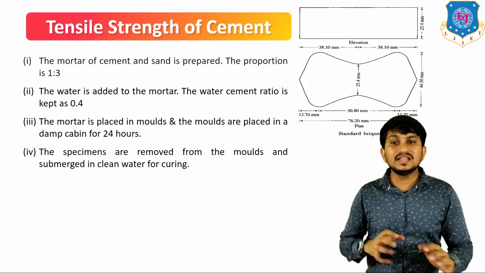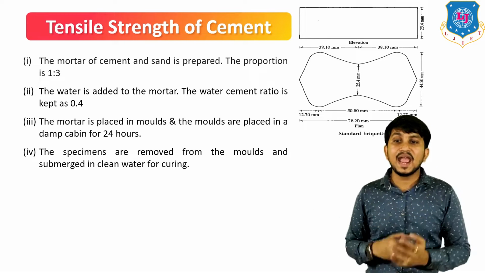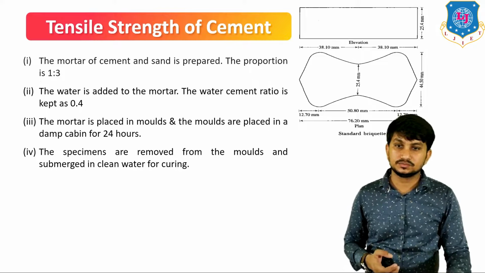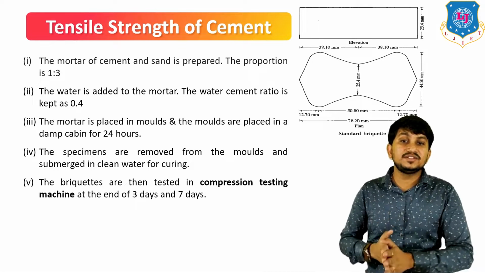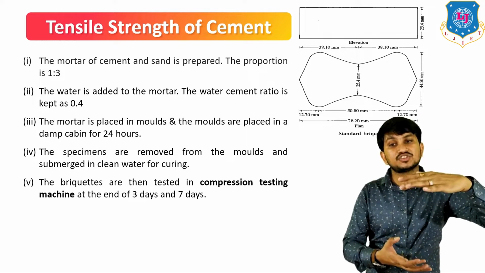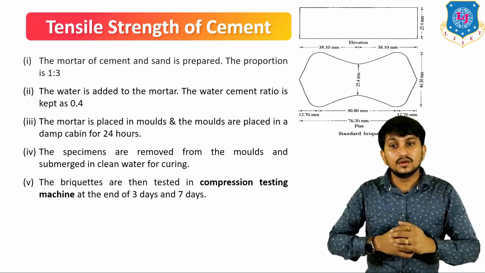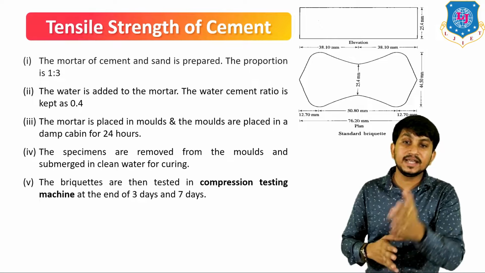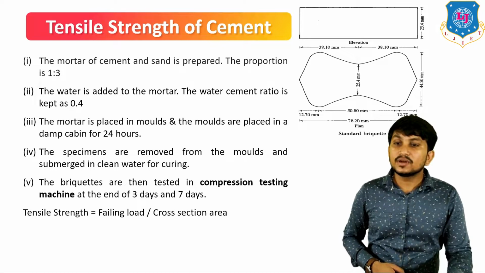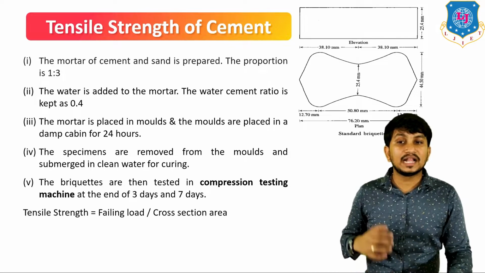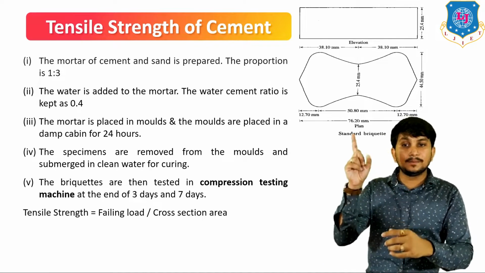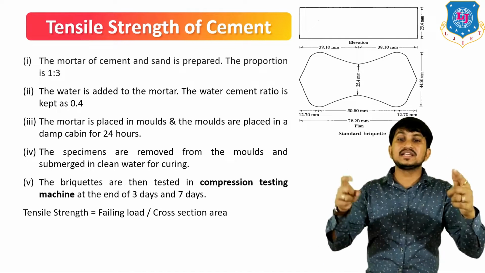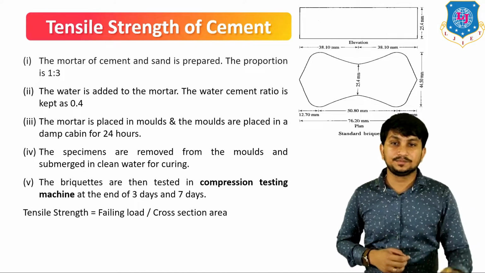The specimens are then removed from the molds and submerged in clean water. After curing, the briquettes are tested in the testing machine, which was shown earlier, at the end of 3 days and 7 days. The equation for calculation of tensile strength is the failing load of the briquette divided by the cross sectional area of the specimen.